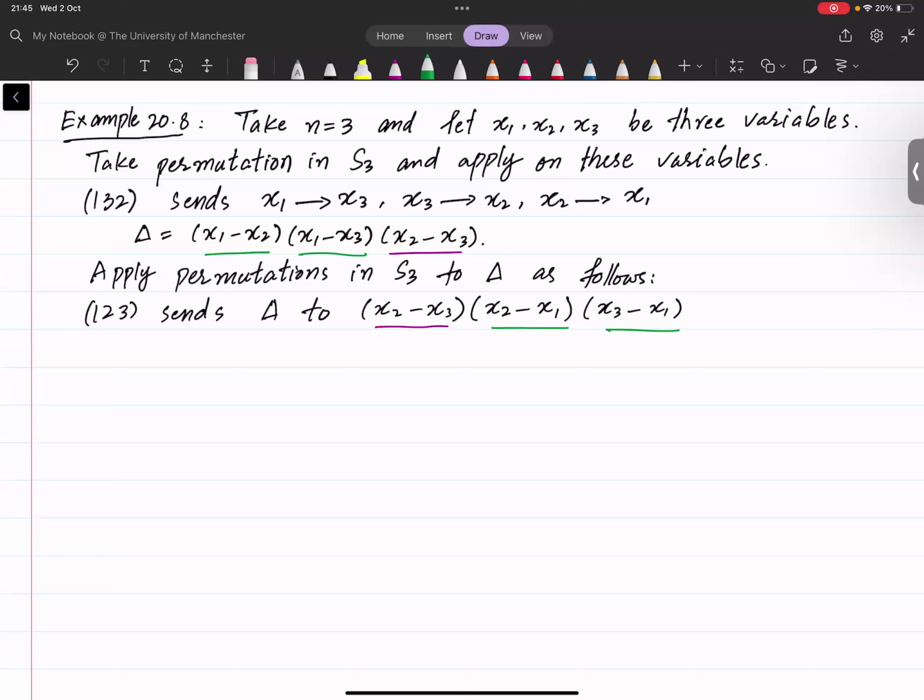So you can say that these reversed two brackets are x2 minus x1 and x3 minus x1, right? Now, so (1, 2, 3) sends delta to delta.